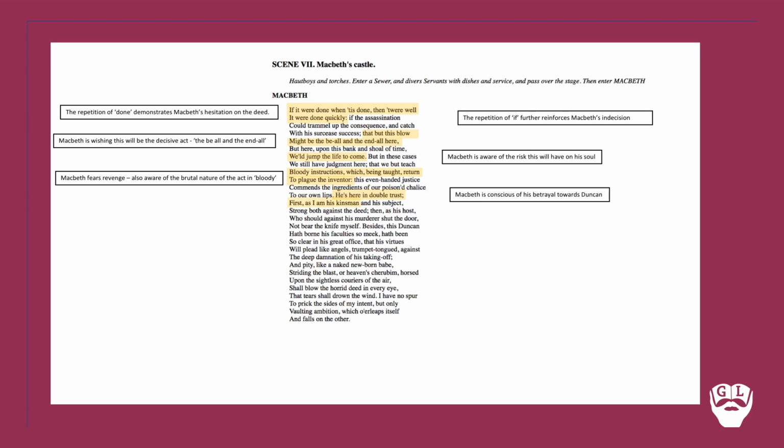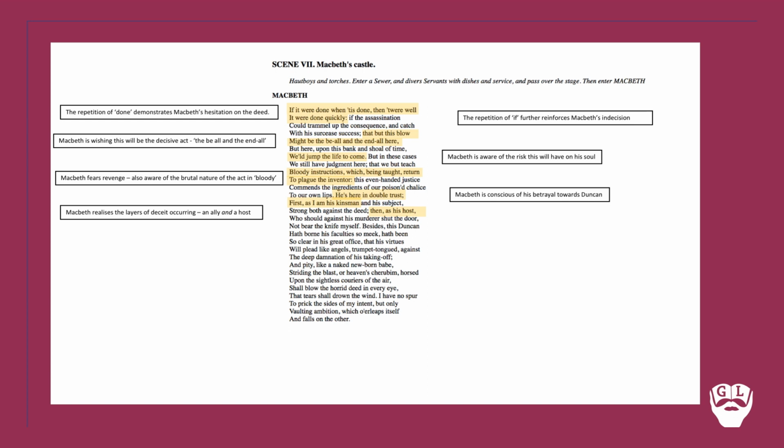He mentions how first he's there as his kinsman, then as his host. There are two layers to this level of deceit. First of all, it's not just being his ally, being the newly promoted Thane of Cawdor, the person in the court of Duncan, but also his host. He's meant to be protecting him. He is the soldier who is meant to be guarding Duncan's fortunes, and he's the one that will murder him, an ultimate act of betrayal there.